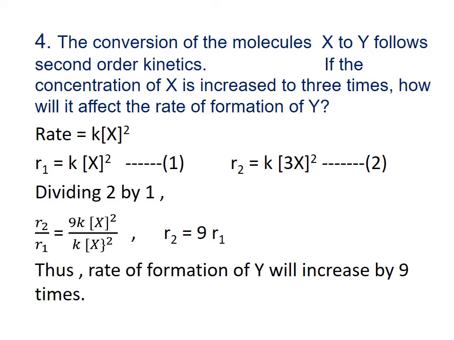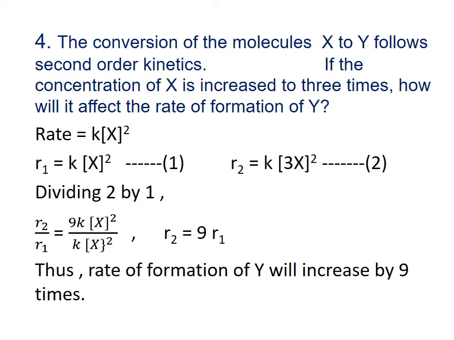When the concentration of X becomes 3 times, the rate will change from R1 to R2, and that R2 is equal to k into (3x) square. Then divide equation 2 by 1, R2 by R1, that is k (3x) square divided by kx square. 3 square is what? 9, into x square, so R2 equal to k into 9x square. Clear? I repeat, R2 equal to k into (3x) square.